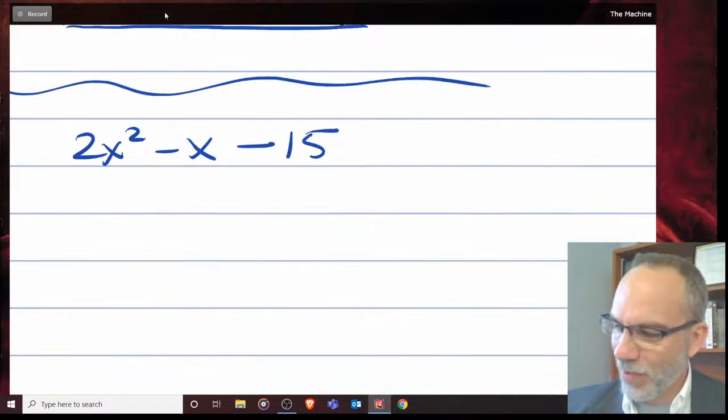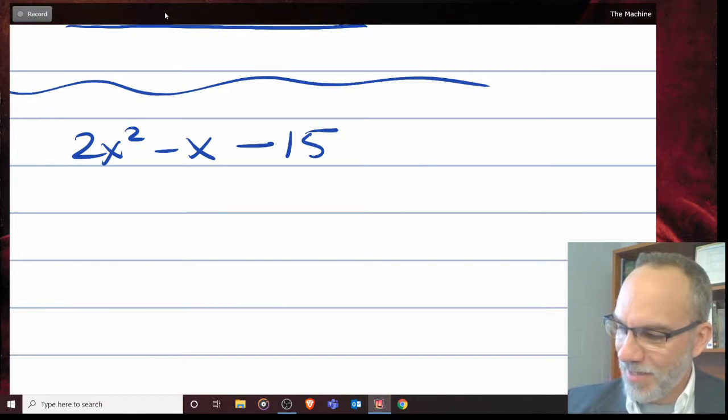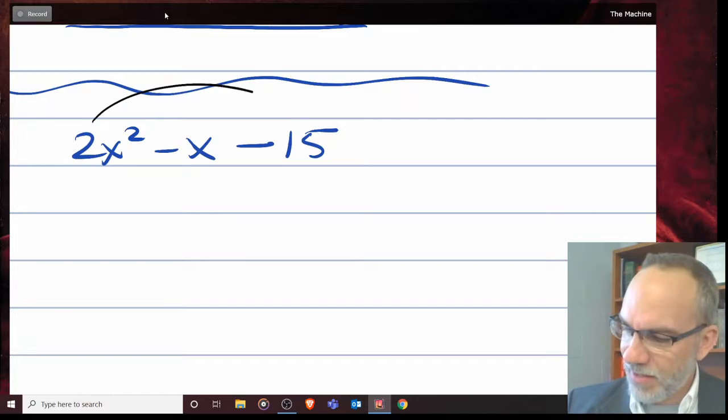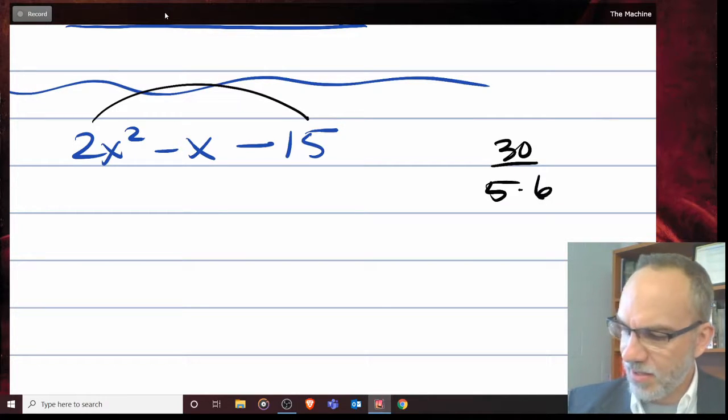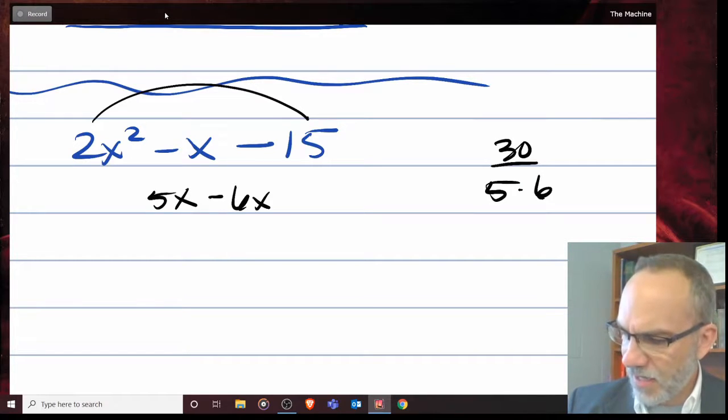All right, again, no greatest common factor. Let me do 2 times the 15, 30. Factors of 30 that when I subtract them give me 1. Again, we would say that that's 5 and 6. Split this middle term out. A negative x becomes a 5x and then a 6x. And it has to be a negative there and a positive there.